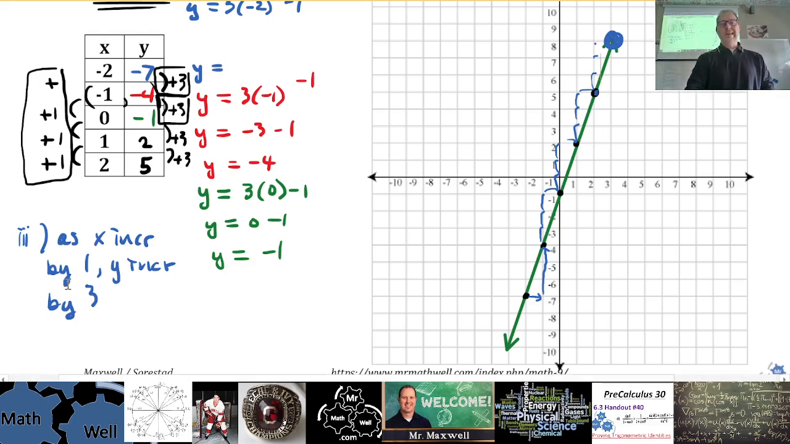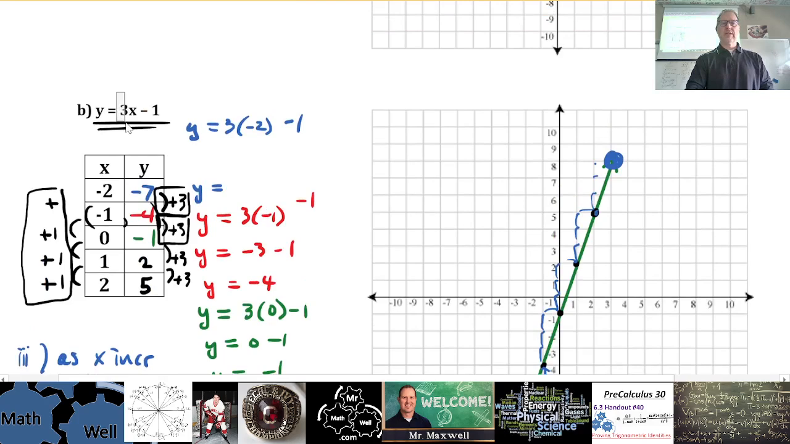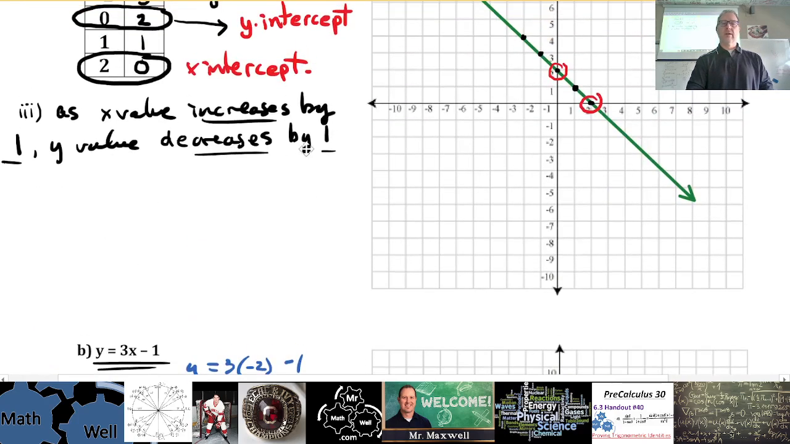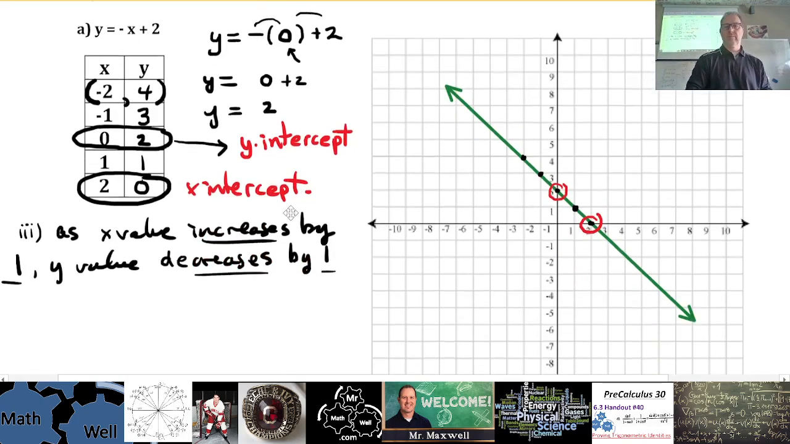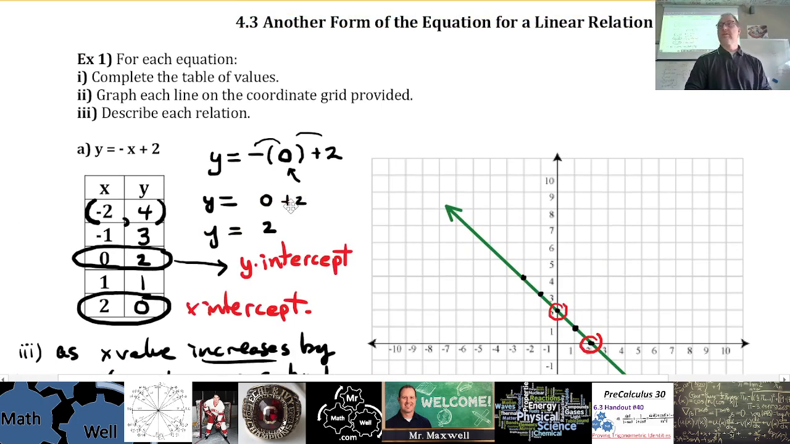So the 3, right? The 3 divided by 1, as I mentioned before, is pretty important because 3 divided by 1 is 3, and that's the number attached to the x. Negative 1, because it's decreasing here, divided by 1 is negative 1, and that's the number that's multiplied by the x. Okay. Any questions about this first page, the first couple examples?